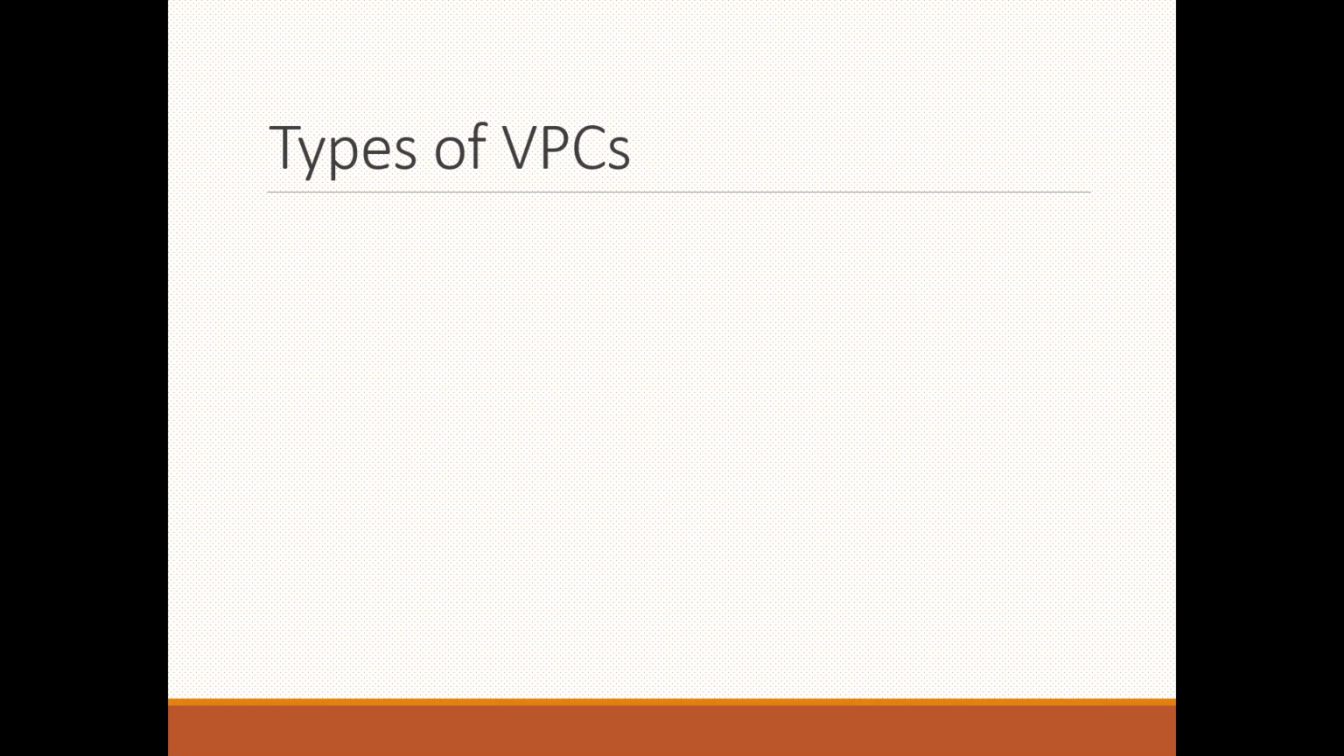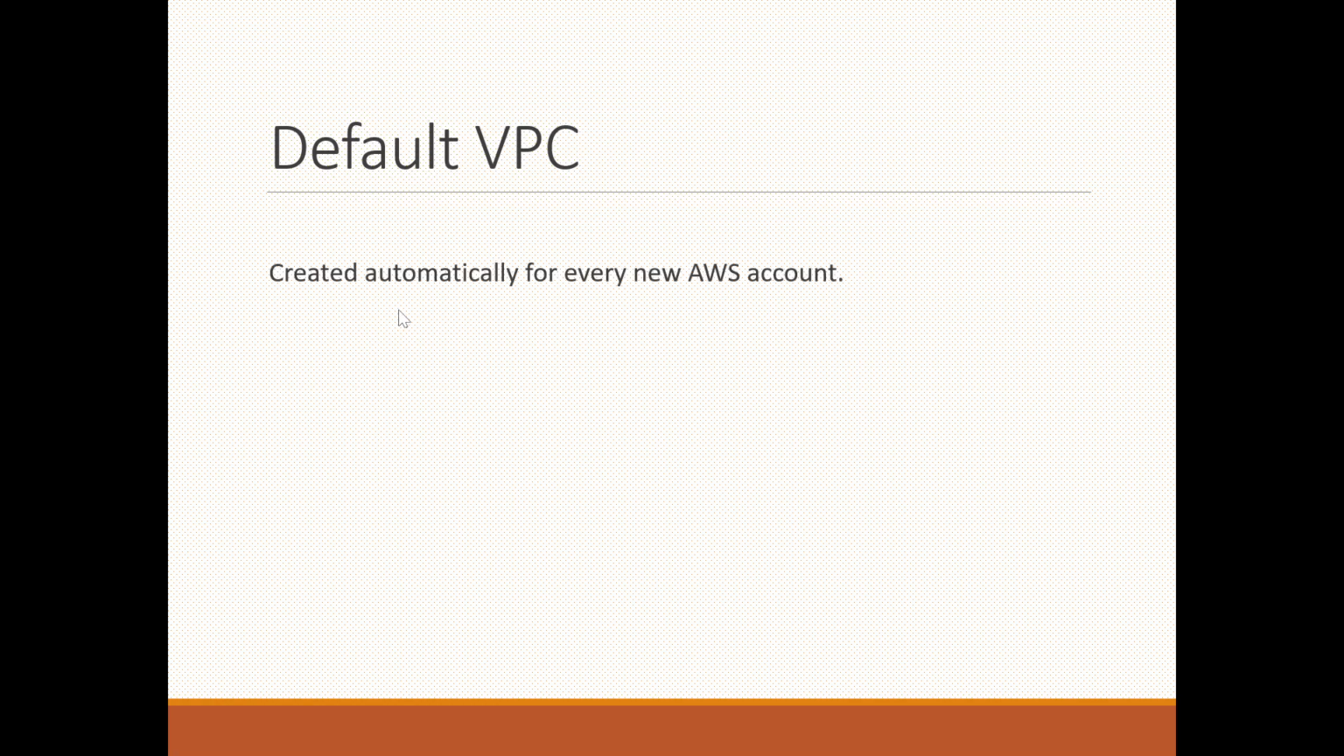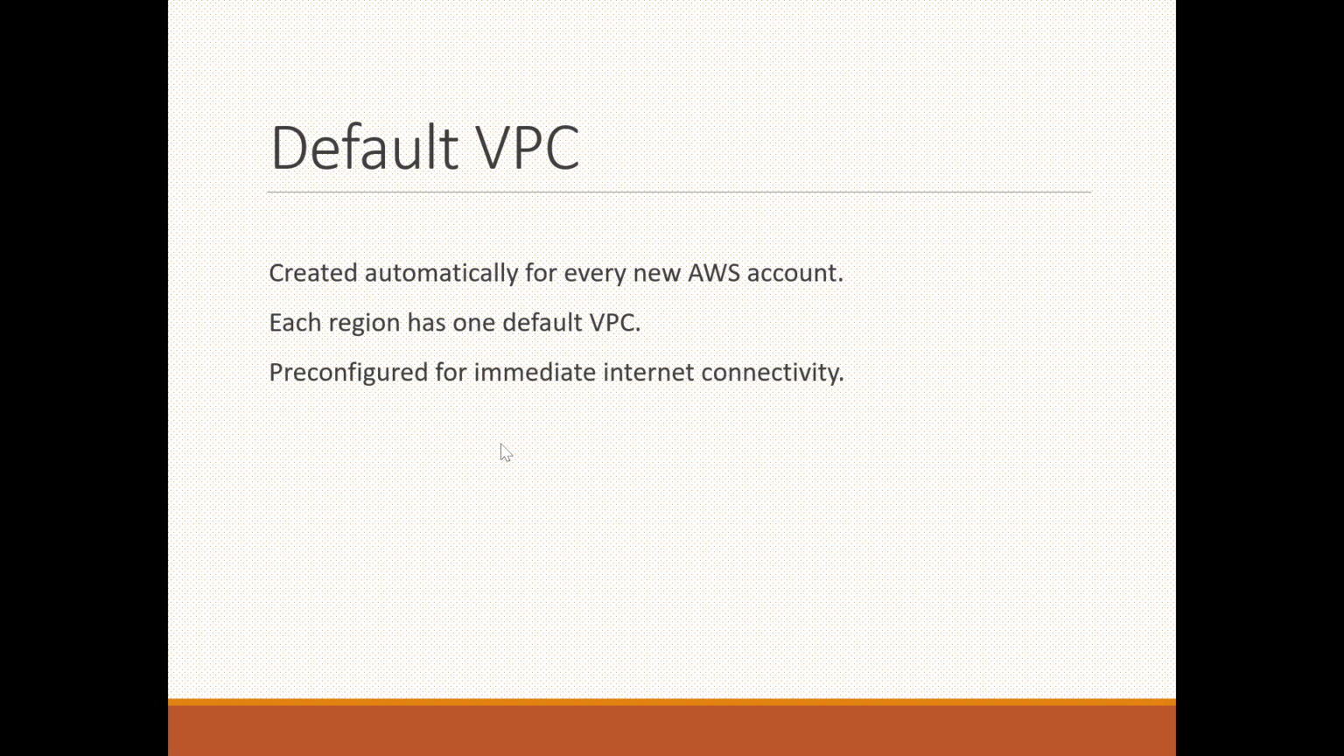Now, most important, we'll see the types of VPC. There are two types of VPC: default VPC and custom VPC. First, understand what a default VPC is. A default VPC is created automatically for every new AWS account. If you create a new AWS account, the default VPC will be created automatically, and there is one default VPC per region. It provides immediate internet connectivity and allows quick deployment without networking setup.